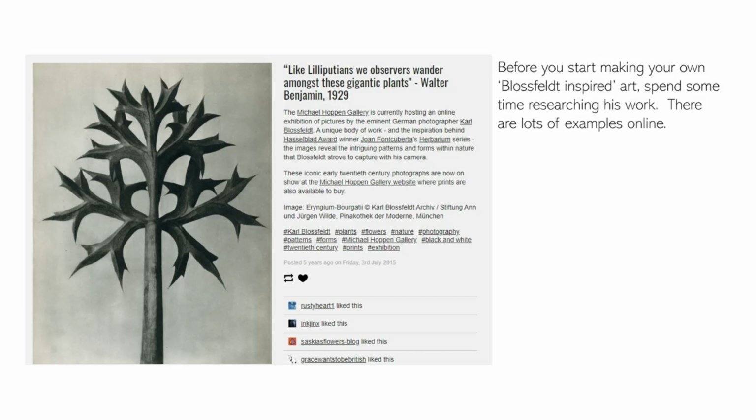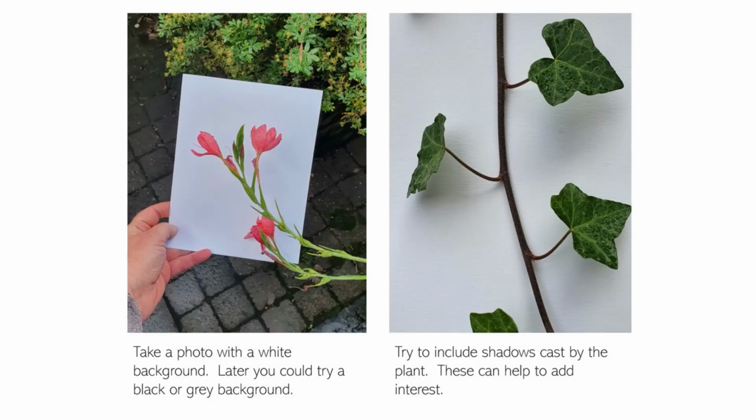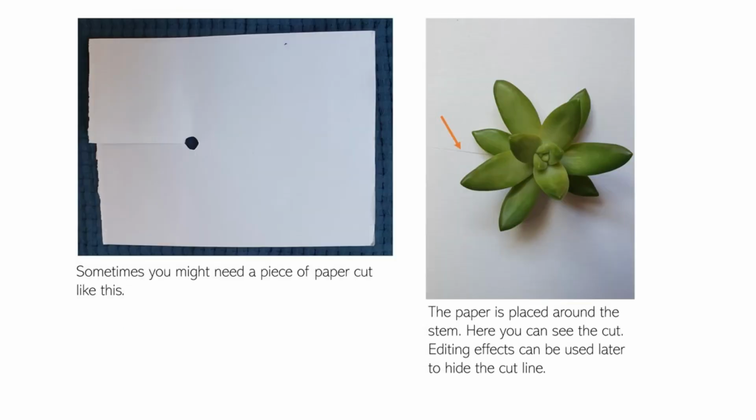Before you start making your own Blossfeldt inspired art, spend some time researching his work. There are lots of examples online. Take a photo with a white background. Later, you could try a black or grey background. Try to include shadows cast by the plant. These can help to add interest.